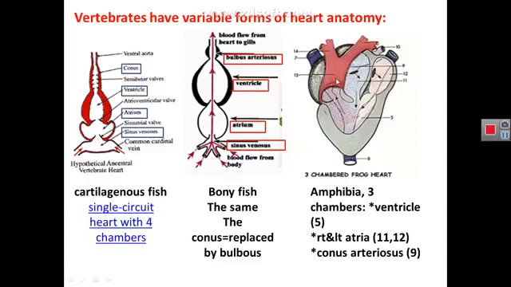this is number 9, indicating the conus, which is demonstrated here by the blood vessels derived from the conus. And this is a more developed structure of the heart, which is seen nowadays in amphibia such as the frog.